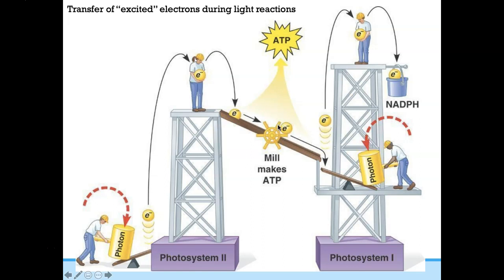That electron from photosystem 2 goes to photosystem 1, which gets excited by another photon of light. And that electron is then used to reduce NADP+ into NADPH. So now we have a higher powered NADPH. So that's what we end off with. We have ATP and NADPH at the end of the light reactions.